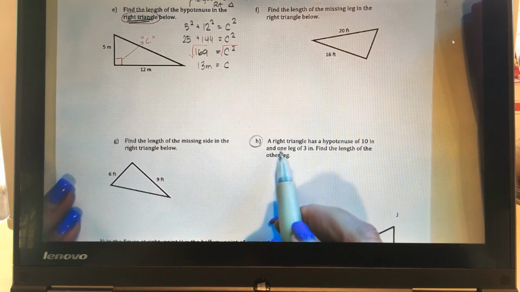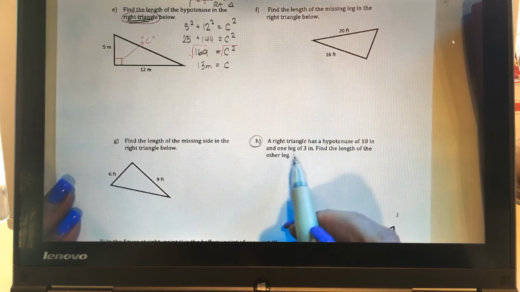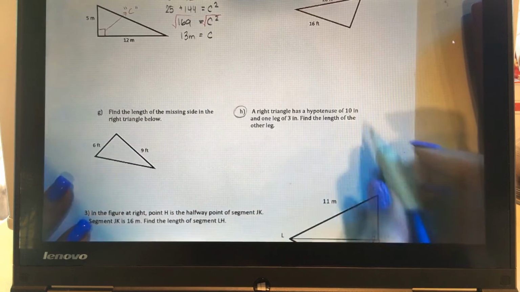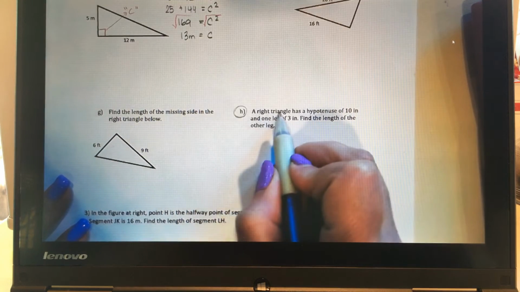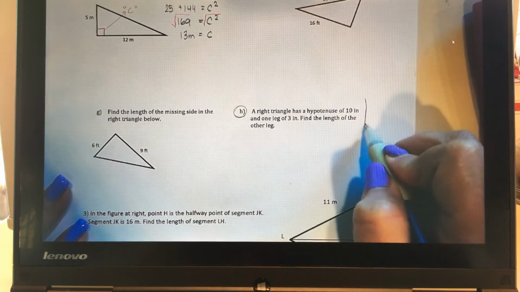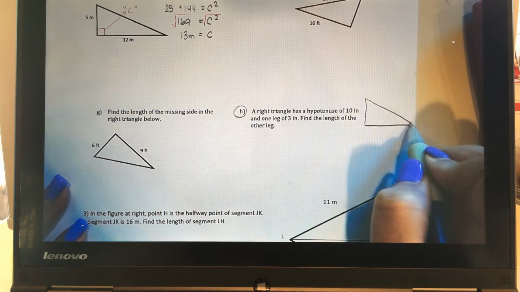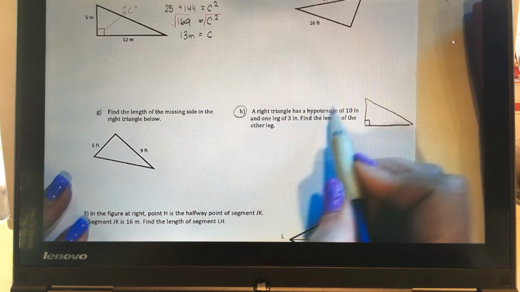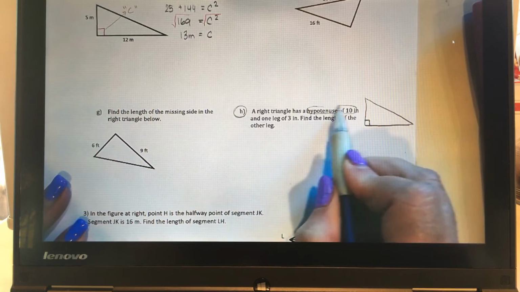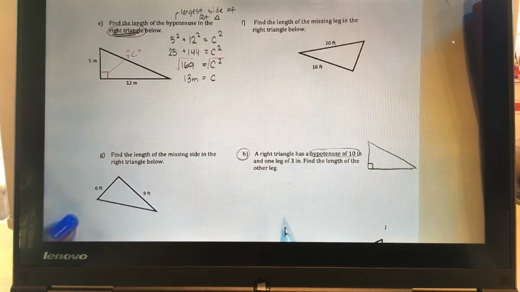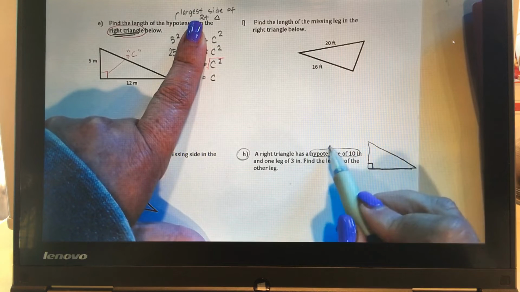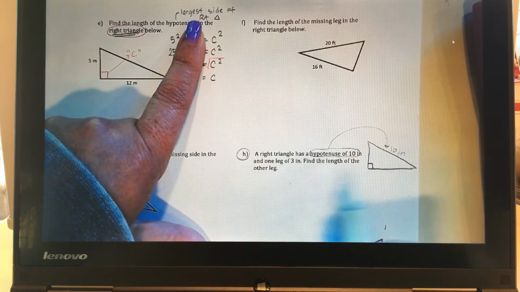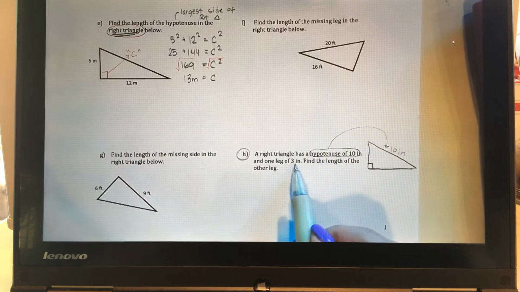There's no picture with this, so from the information that's given to us, I'm going to go ahead and fill in that information. I'm going to just make a sketch over here on the side. A right triangle. Okay, so I know I've got a right triangle. Put in that right angle notation. Has a hypotenuse of 10 inches. Remember, hypotenuse is defined as the largest side of the triangle. So this is 10 inches. And one of the legs is 3 inches.